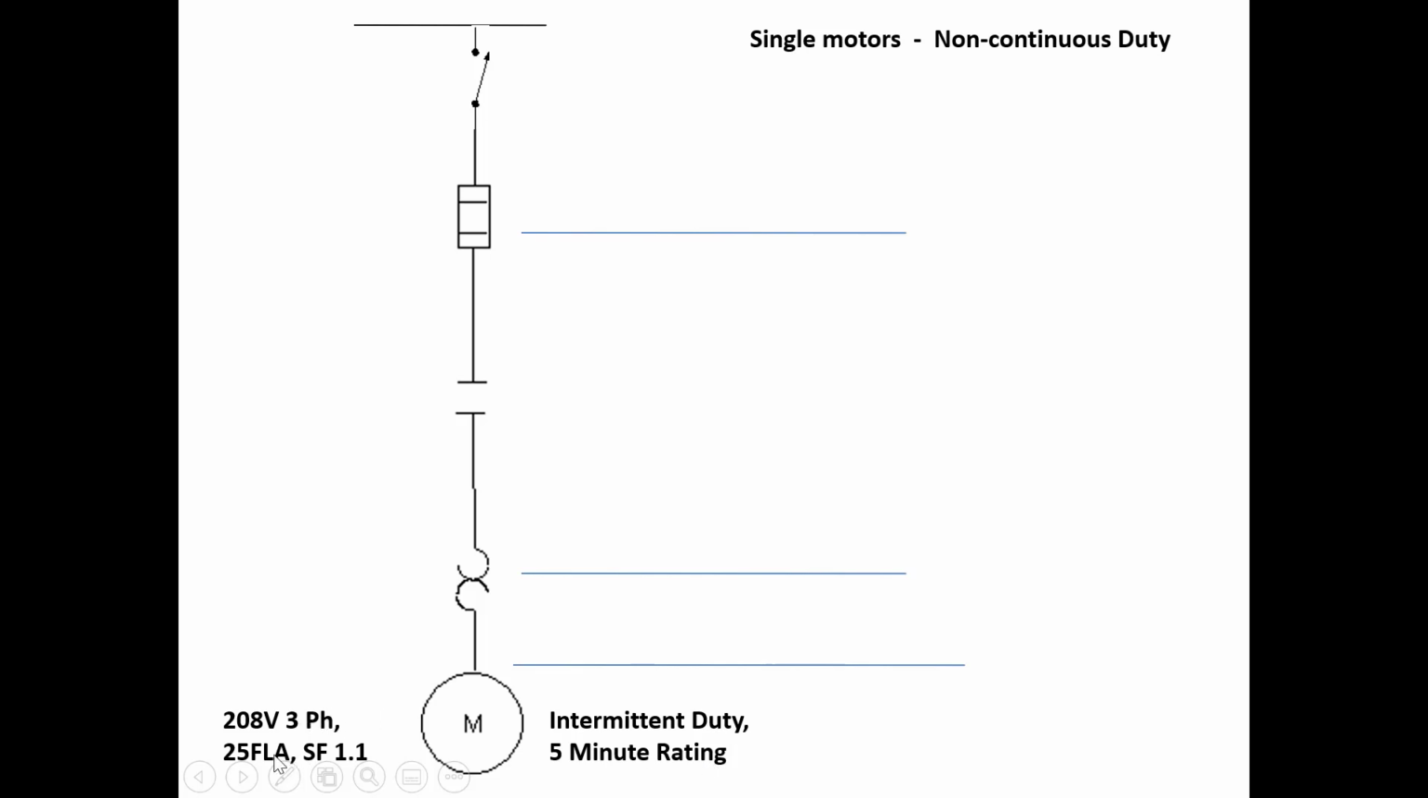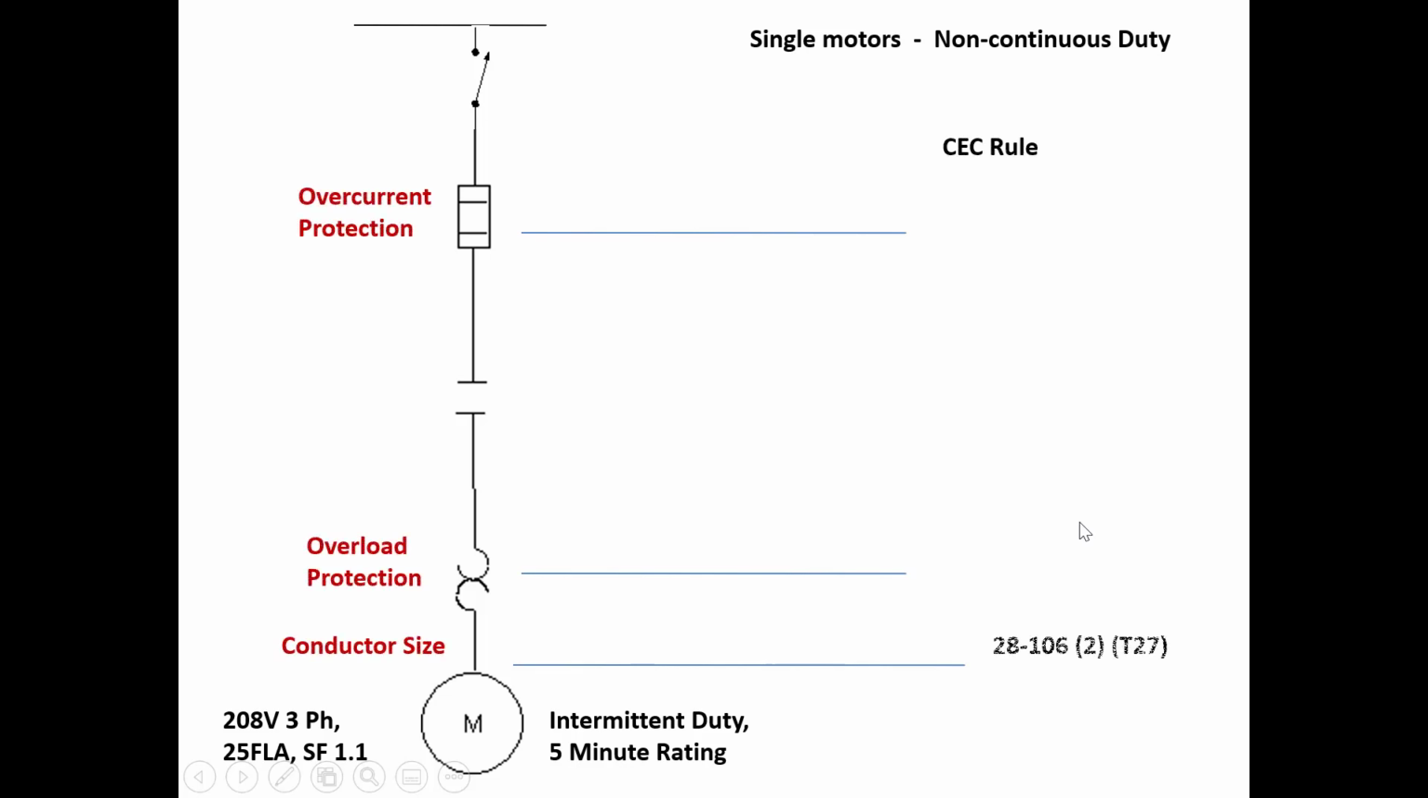It's 208, 3-phase, 25 FLA, and a service factor of 1.1. So we're going to do it just the same. We start at the bottom, work our way up, go to our conductor size. Now we're going to have to go back to Rule 28106 because we're not continuous. So we have to go to sub-rule 2.